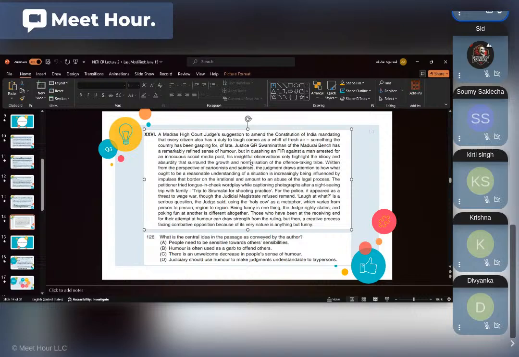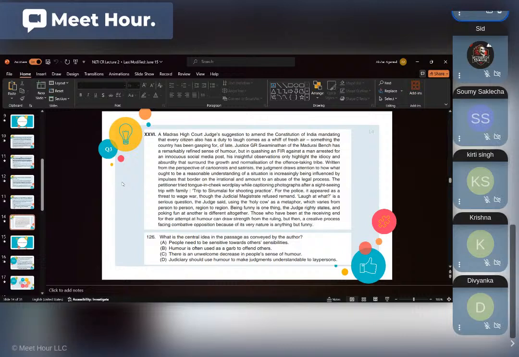Option B sort of goes against the position of the author because option B says that humor is being used as a garb to offend others. So you should control this humor. That this humor is not so humorous, it is offensive. But the author's position is opposite to this. The author is saying humor is humor. If you are taking so much offense, then you are a crybaby. So don't be a crybaby about it.